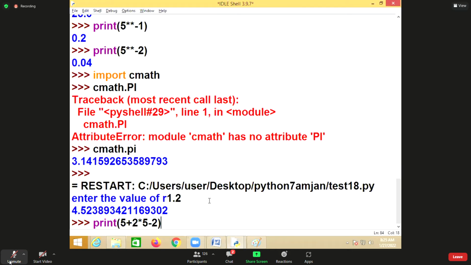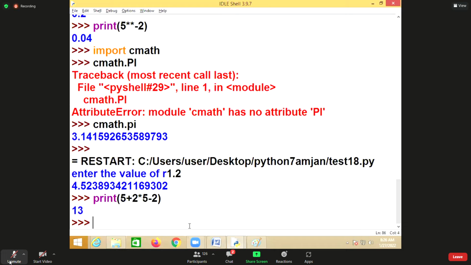Don't say 5 plus 2 is 7 and 5 minus 2 is 3, so it is 35, or 21. No, it is not like that. The evaluation of operators is always done based on precedence. First priority is given to star, and next to plus and minus. So the result here is 13.